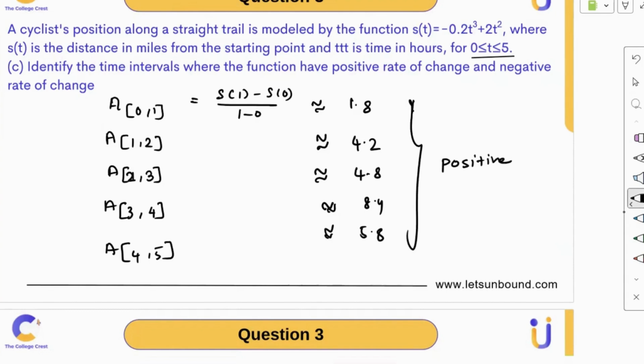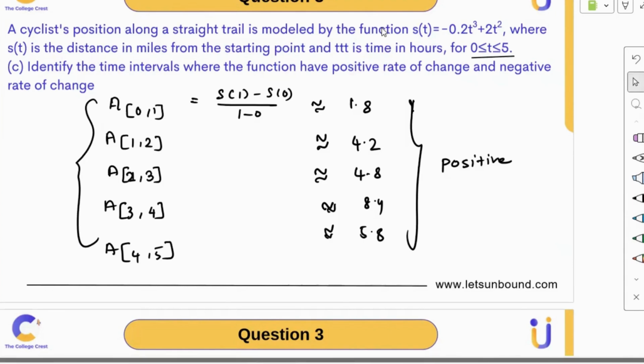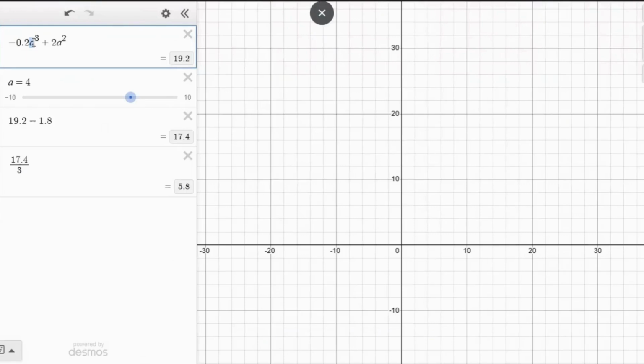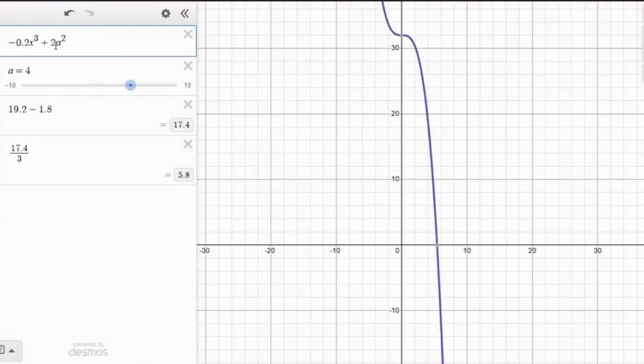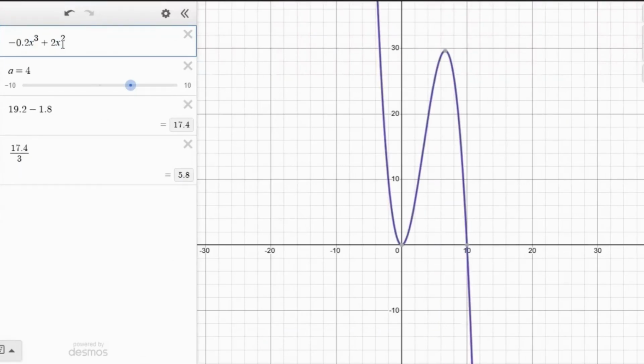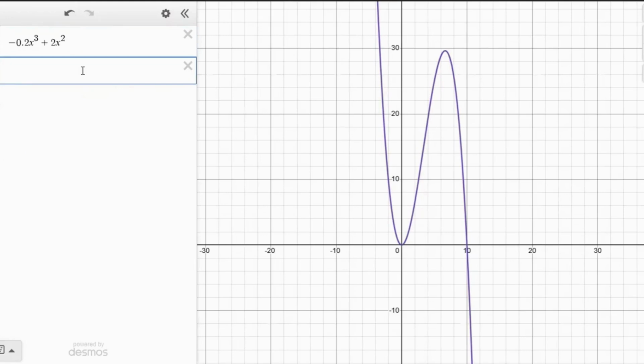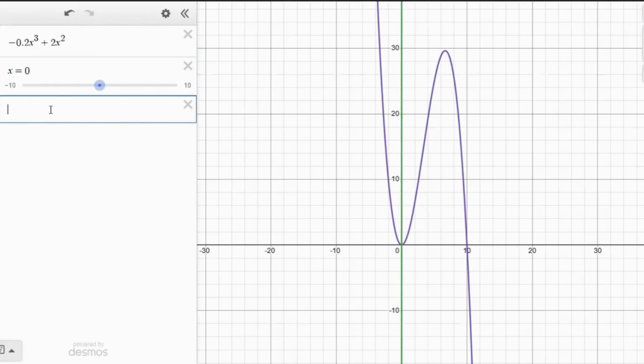So positive rate of change. If you got a negative, then in that interval it's negative. So this way we can estimate the time intervals without a graph. Let's see what happened in the graph to have better clarity. I will just graph that. For graphing, you can't have a and such, you just go with x. So this is my graph, from 0 to 5, x equals 0 and x equals 5.